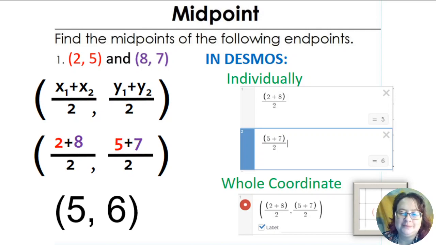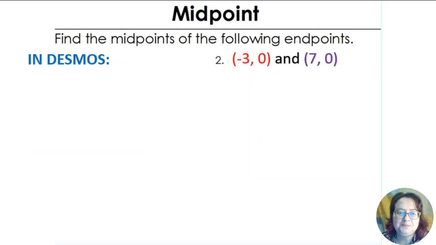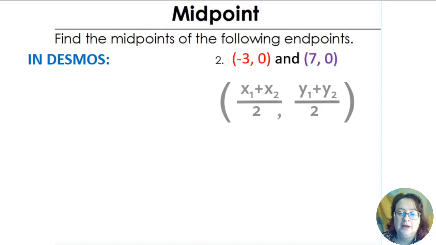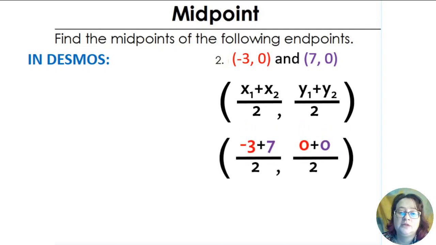Let's try one more. Here we have points (-3, 0) and (7, 0). I have my formula. I add my x values for my endpoints and divide by 2, and I add my y values of my endpoints and divide by 2. So I'm going to replace my x's and y's in the formula with those numbers. -3 and 7 are my x values. 0 and 0 are my y values.